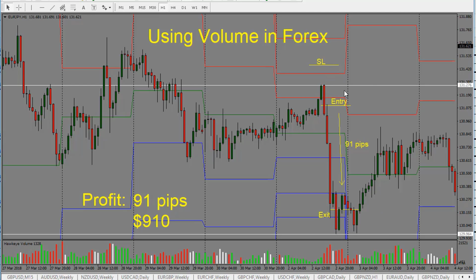So now price has moved all the way from pivot point R1 level to S3 level. So that's quite a large move. And we start to see that the volume here starts to diverge now.